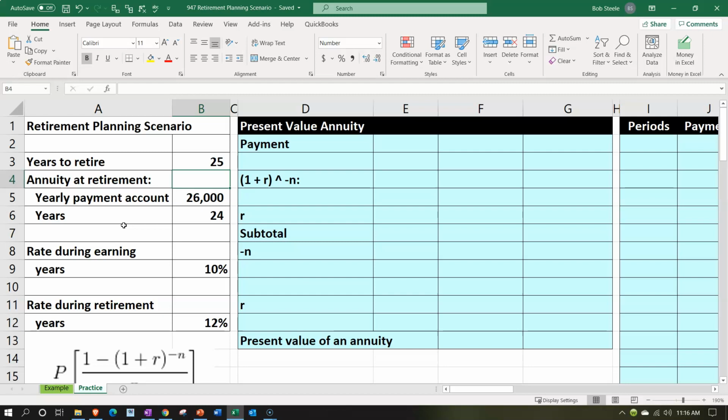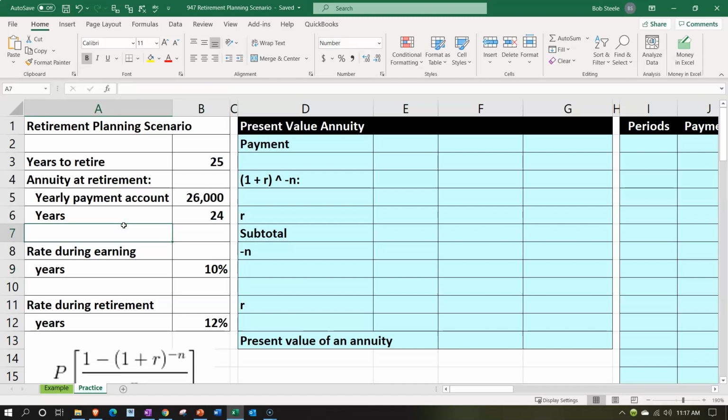We're going to assume here, and this would be an assumption that we would have to make when thinking about these types of plans, and once set up, it might be an assumption that you would then adjust as you're thinking about what might actually happen. You might run different scenarios, and if you set up your Excel worksheet properly, you can do that. We have the rate during the earnings years, which we're going to say is 10%, and the rate during the retirement years, which we're going to assume to be 12%.